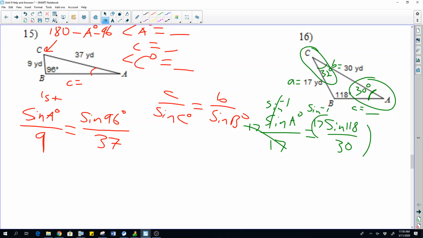Okay, so then we're going to go ahead and solve for little c.